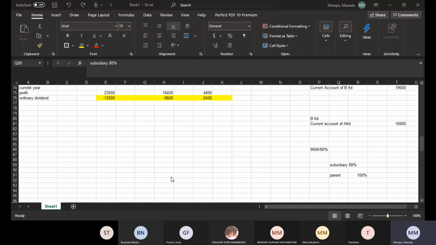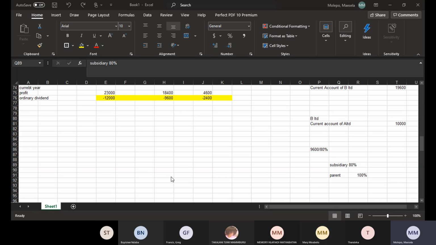So now the current account of A Limited increases from initially, if you check on the pre-adjustment trial balance, the current account of A Limited is sitting at 10,000, and the current account of B Limited on the books of A is sitting at 10,000. Now, on the books of A Limited, it's going to move from 10 to 19,000 as a result of the dividend which was declared by B Limited. So for elimination purposes, we eliminate the dividend payable, 9,600, and the current account, 9,600. Now, as the elimination of the common item, the current account of A Limited is sitting at 19.6 and the current account of B Limited is at 19.6.